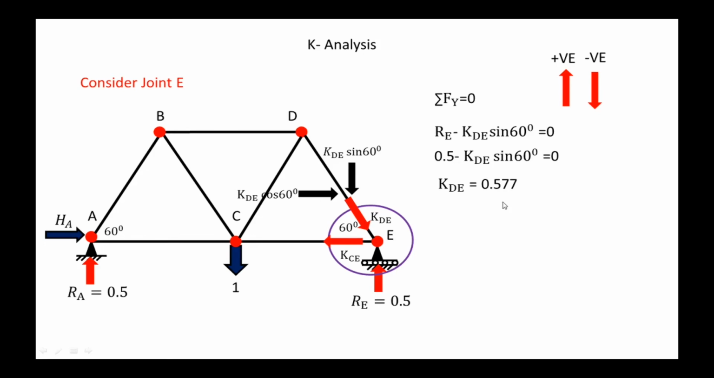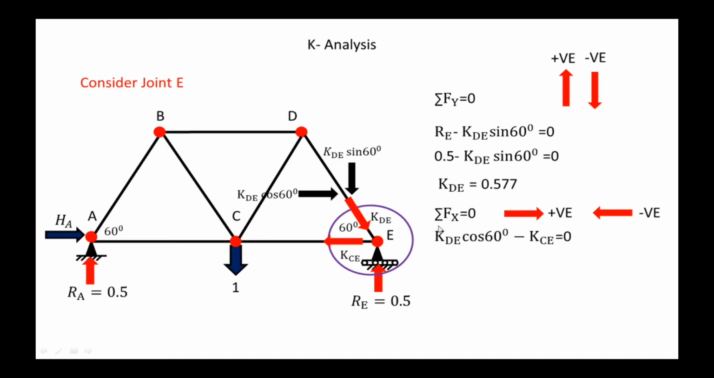Now resolve this horizontally, and we are assuming this KC is away from the joint. So resolve this horizontally. As per condition, toward the left is minus, and toward the right is plus. So KD cos 60 is plus and KC is minus. So KD cos 60 minus KC is equal to 0.